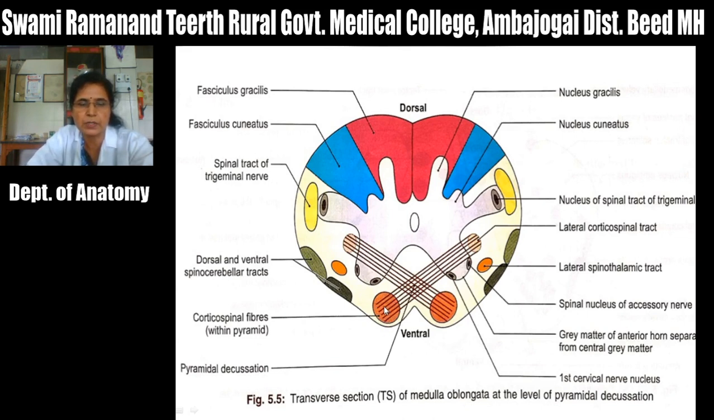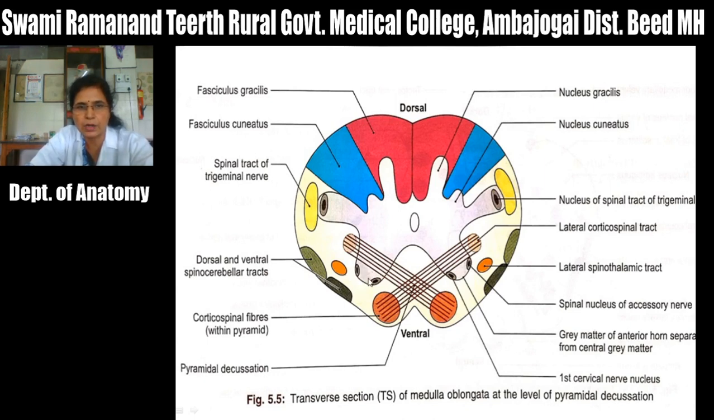Now these corticospinal fibers run backward and laterally, and they decussate with the similar fibers from the opposite side anterior to the central canal. And after going backward and laterally, they continue as the lateral corticospinal tract in the lateral funiculus of the spinal cord. Now what happens due to this decussation of pyramidal fibers?